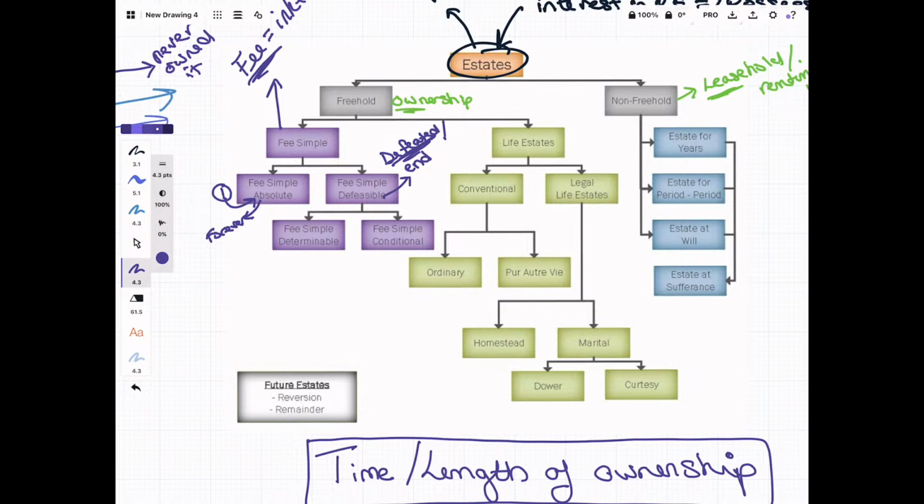So in a fee simple absolute, you own it forever. There's no rules. In a fee simple defeasible, what the person giving you is saying is, here, this is your property as long as you follow some rules. If you follow the rules, it's yours forever. But if you don't follow the rules, you can lose ownership.